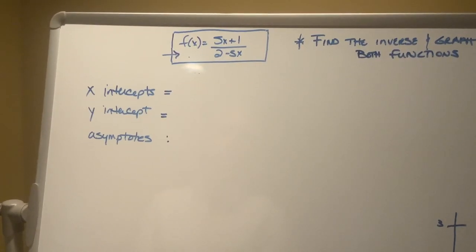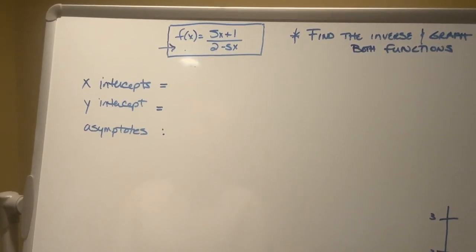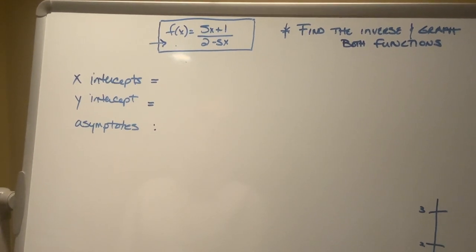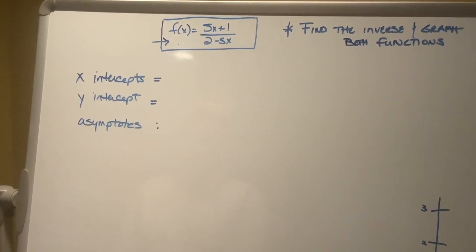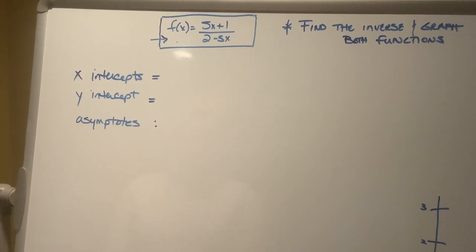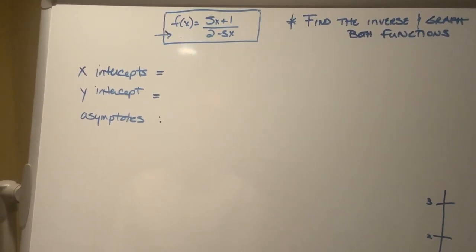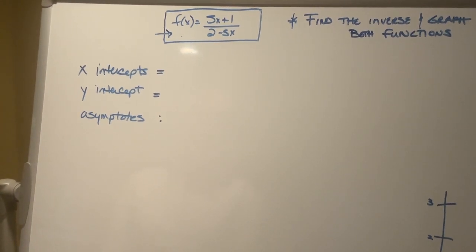What we're going to do today is find the inverse of a function that we've been given and graph both the original function and its inverse on the same graph. But before we get started on finding the inverse, let's take a look at our original function and see what we can learn about it and get it graphed.